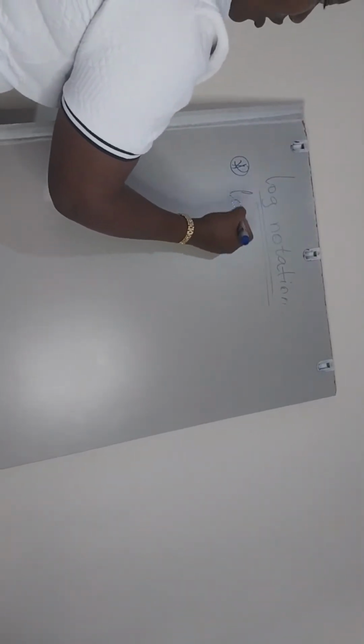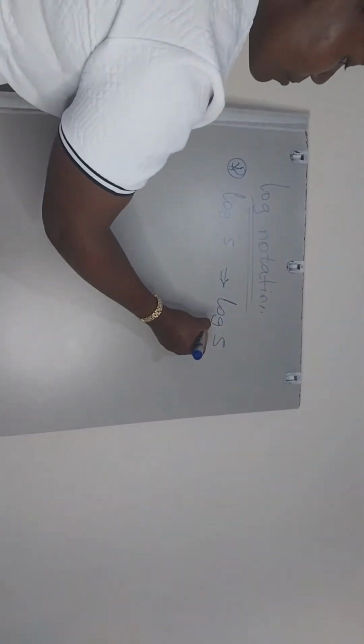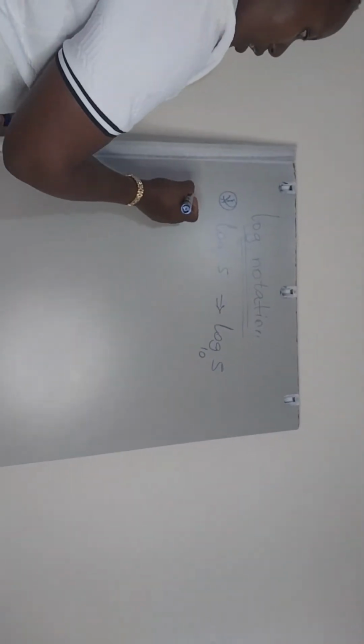The first logic we had given is that a log without a base is like the log to base 10. Any log without a base is the log to base 10. That is basic 1. Basic 2 is 1.